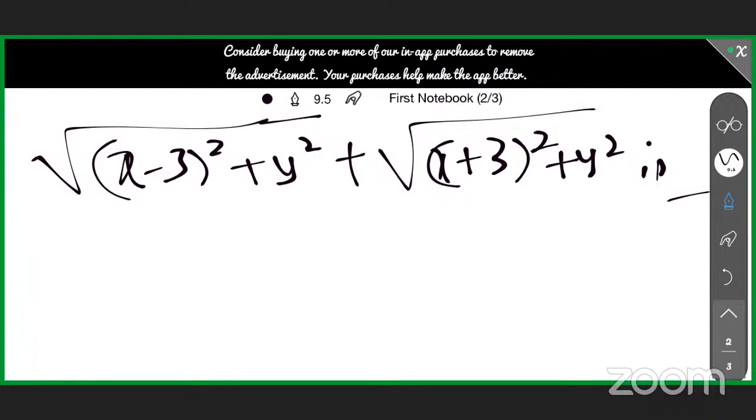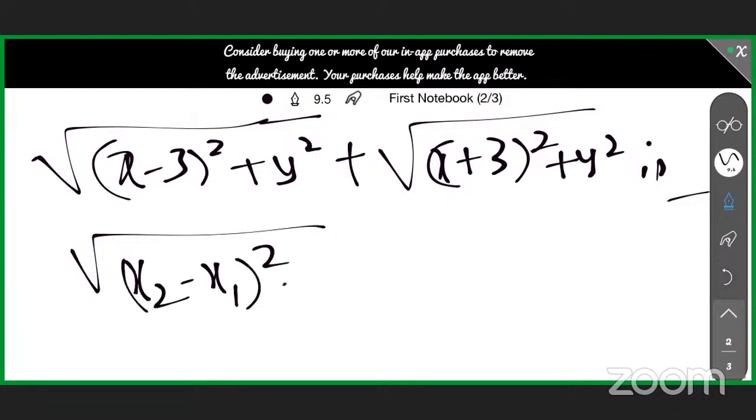Listen carefully. There is a square for the x coordinate and y coordinate, and there is a root. What thing comes to your mind suddenly? Distance. Very good. Distance formula. What is my distance formula? My distance formula is root over x2 minus x1 whole square plus y2 minus y1 whole square.